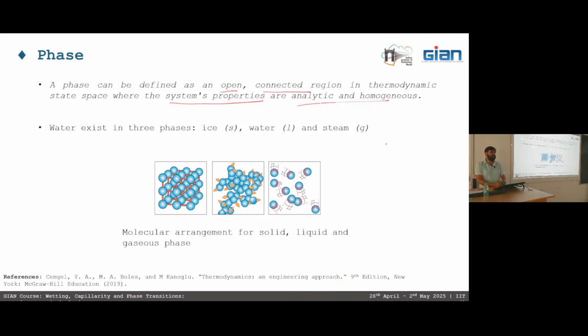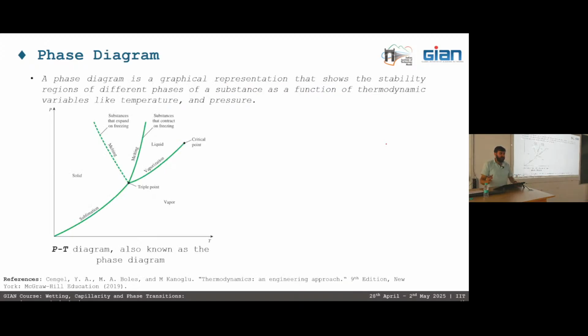Now to determine which phases are stable under what thermodynamical variables like temperature and pressure, or at what lines the phase change occurs, or whether there are any landmark points such as the critical point, or at what conditions these landmark points exist, we need a phase diagram to discuss that. So a phase diagram is nothing but a graphical representation that shows the stability regions of different phases of a substance as a function of thermodynamic variables like both temperature and pressure. Here in the figure you can see a pressure temperature diagram, which is also known as the phase diagram.